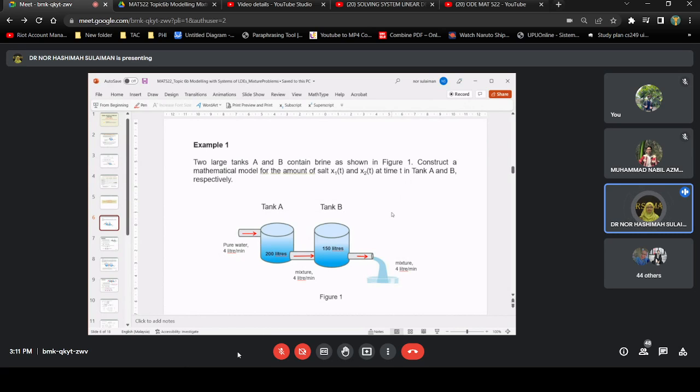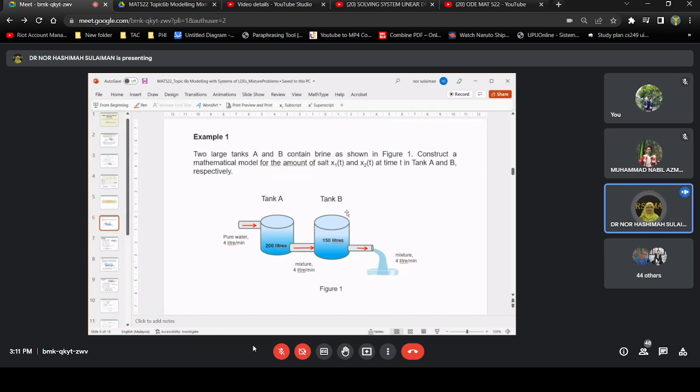Sebenarnya apa yang saya nak highlight kat sini adalah dia punya sistem tu. Mungkin untuk hari ni saya sempat explain satu ataupun dua example je lah. Yang penting you know what's going on. Sekarang ni rather than having one single container, kita ada dua container. Betul? Nampak tak dekat rajah ni ada dua container kan? Kita panggil dia tank A, the other one is tank B lah.